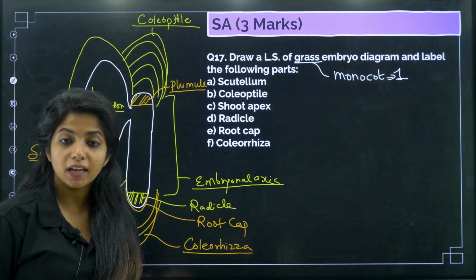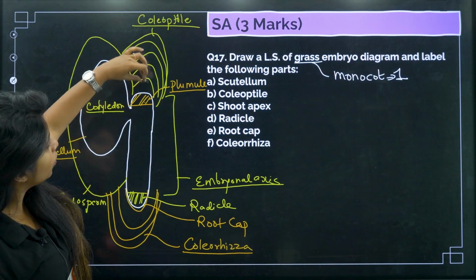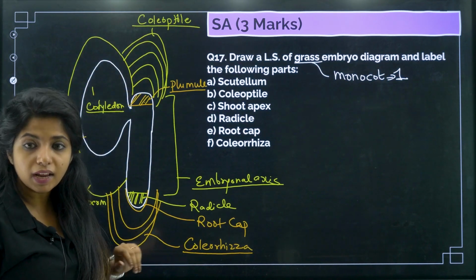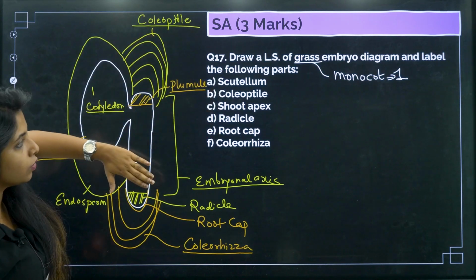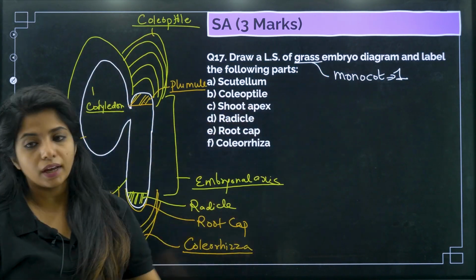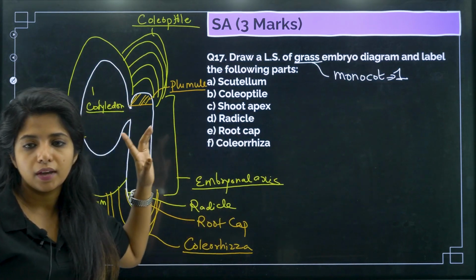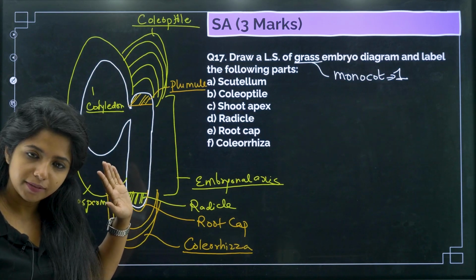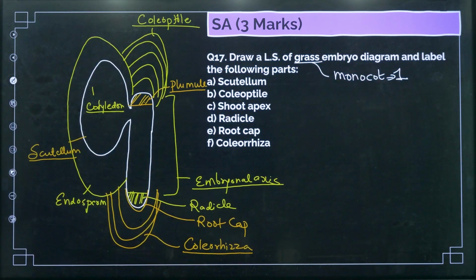So when the embryo develops, it will take the nourishment from the cotyledon, from the endosperm, and slowly will give rise to the plant over there, the roots over here. This is how things work, and this is the LS, the longitudinal sectional view, of the grass embryo diagram. Grass is a monocot. If you do not know it's a monocot, you will make a dicot embryo. So we want to make a monocot embryo and it looks like this. Works? Cool. Just give me a second.